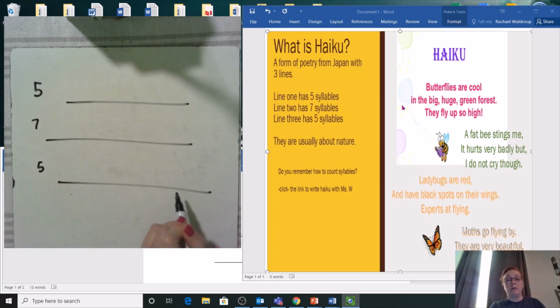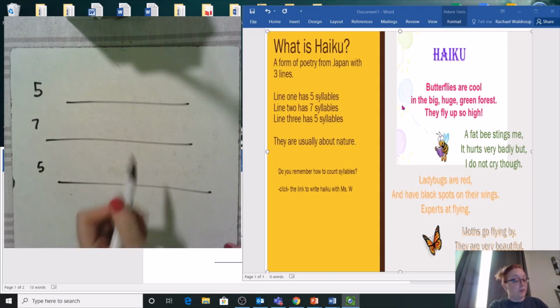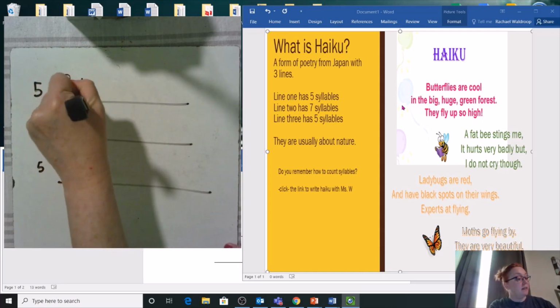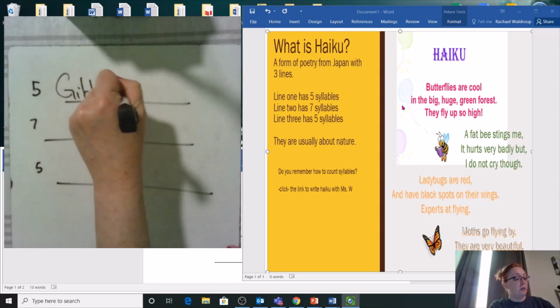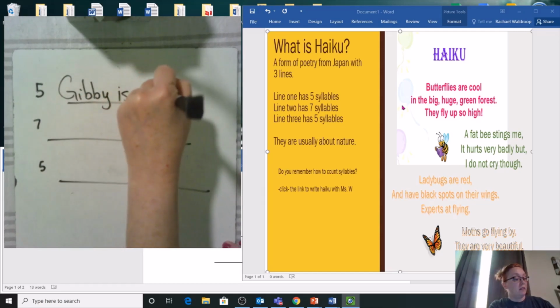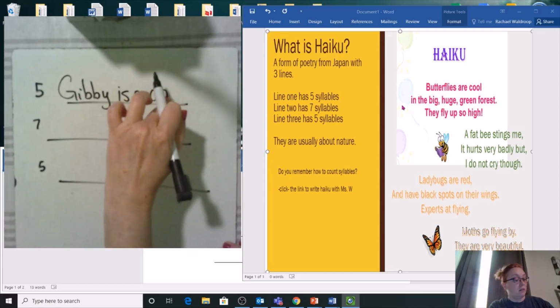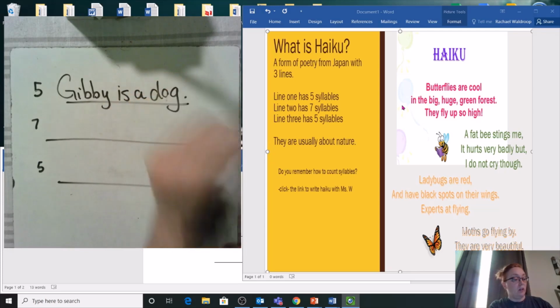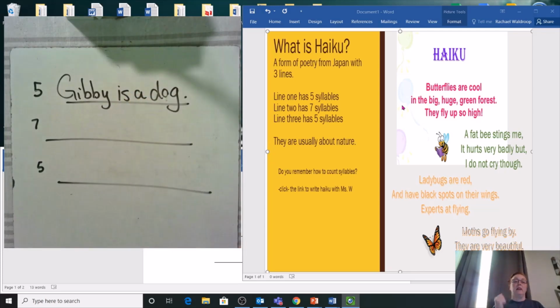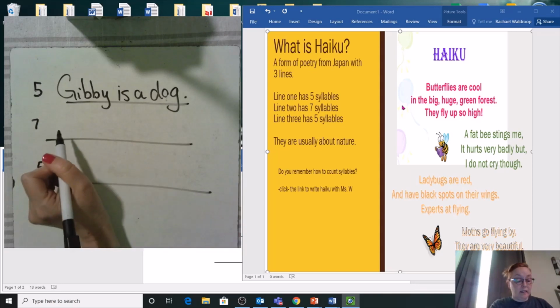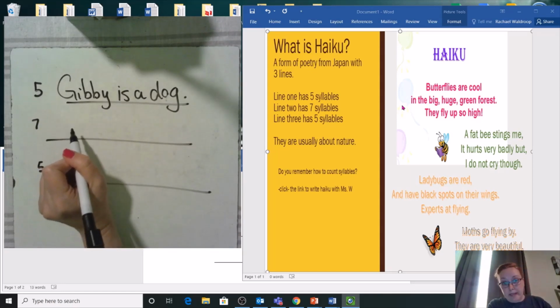So Gibby is my subject. All of these should be about Gibby. So Gibby, you hear him snoring? He's snoring. Gibby is a dog. Let's count our syllables. Gibby is a dog. 5 syllables. Second line. I got this one. He likes to snore on my bed, which is what he's doing right now.